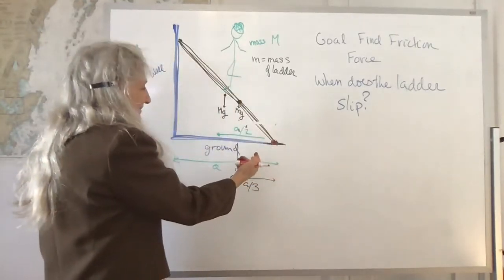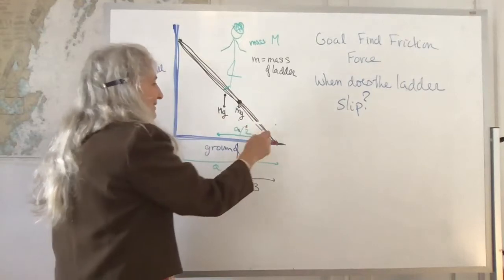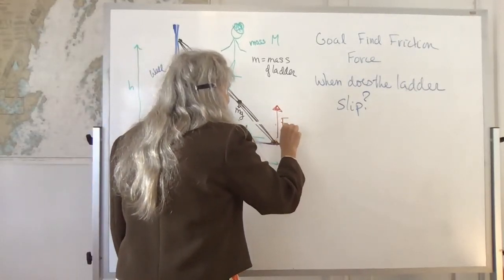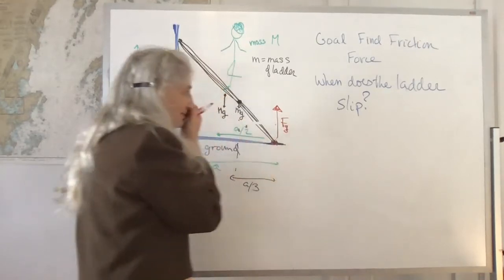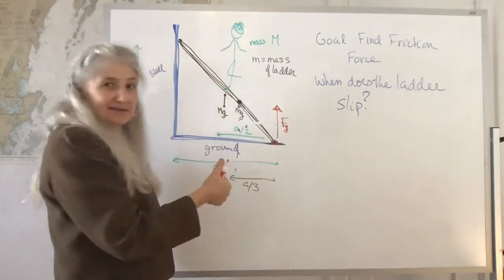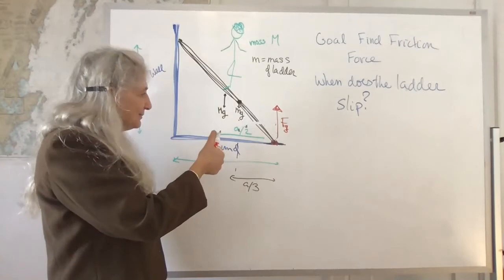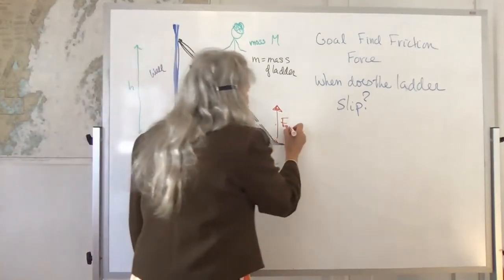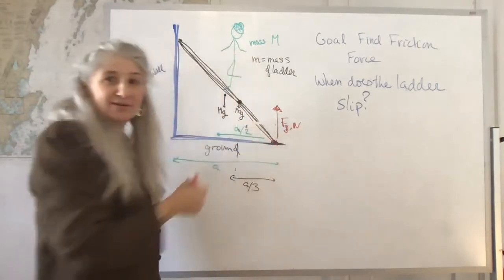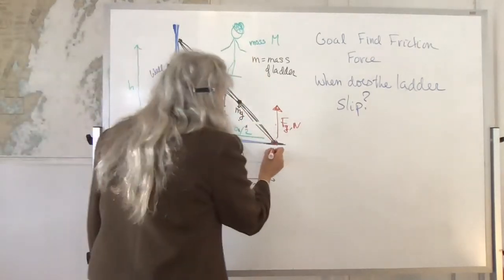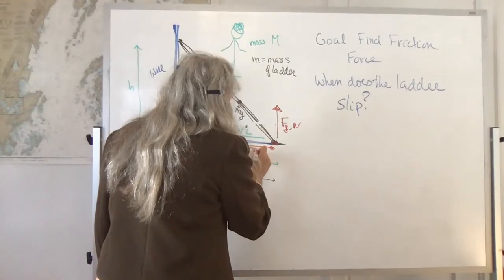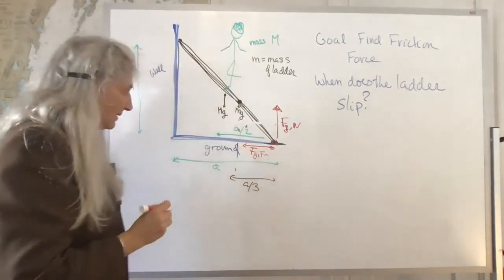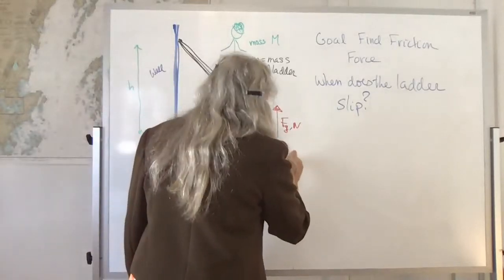The force from the ground on the ladder we can describe in terms of two components. I'm going to use the subscript G for ground, because it's the force from the ground exerted on the ladder right at that point. There's a normal component, normal to the ground, and then there's a horizontal component that's due to friction. So this is the friction.